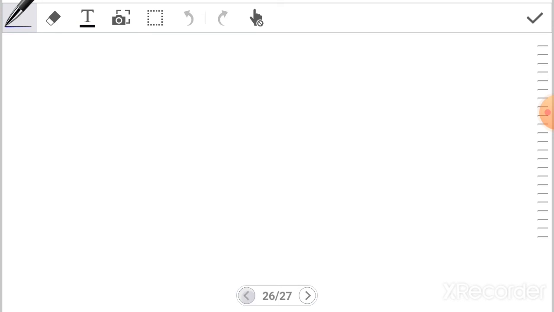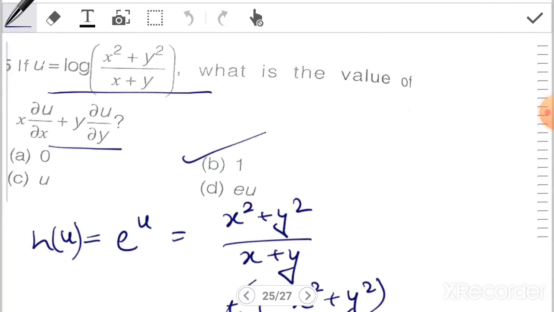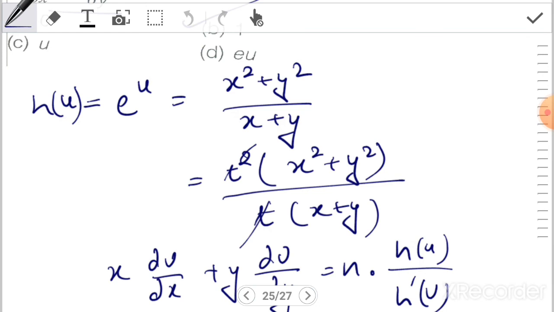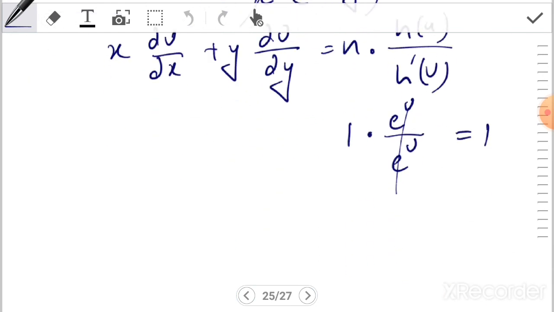So this was the last question. I will start integral calculus in the next lecture. Okay, till then keep preparing.